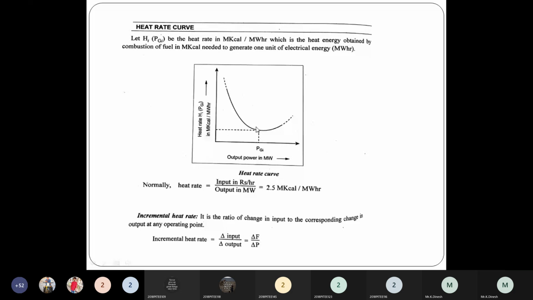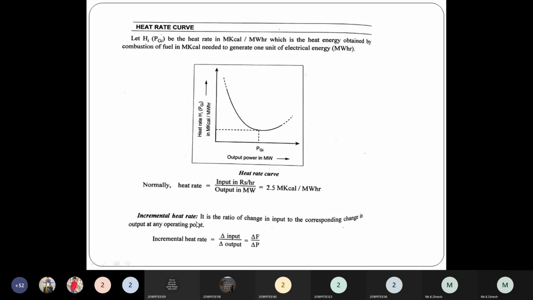So I have a balance here. It should be defined as your heat rate in rupees per hour by output in megawatts. In general, the value should be 2.5 mega kilocalorie per megawatt hour. So normal heat rate operation. This is for your new applications.